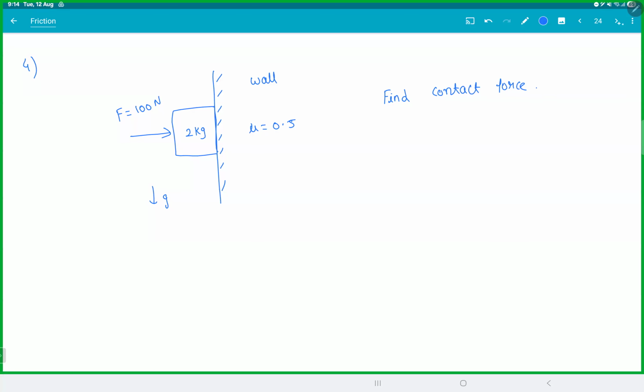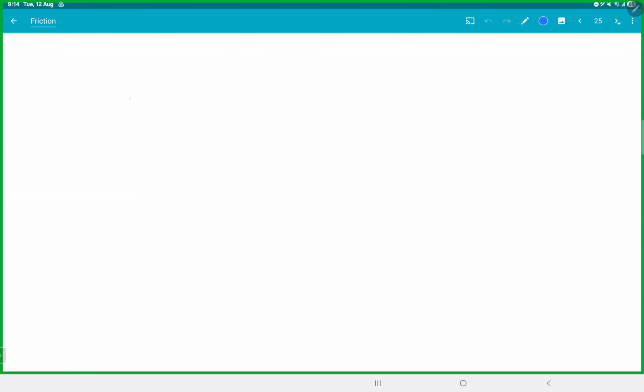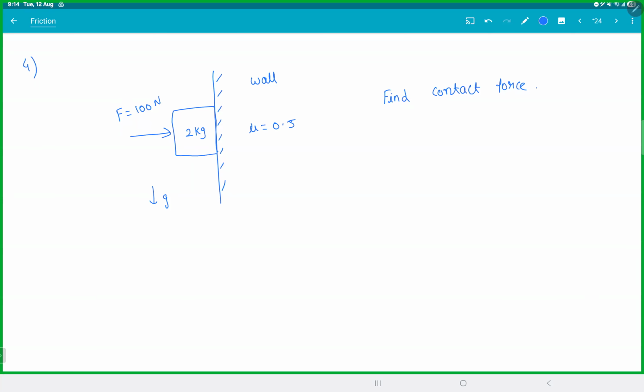Let's see. Step 1, draw a free body diagram. 2 kg block, so 20 newtons. Horizontal force, 100 newtons. Normal reaction. If there is no friction, the block would have come down. Therefore, friction must be up. I found the direction. Don't put F max.